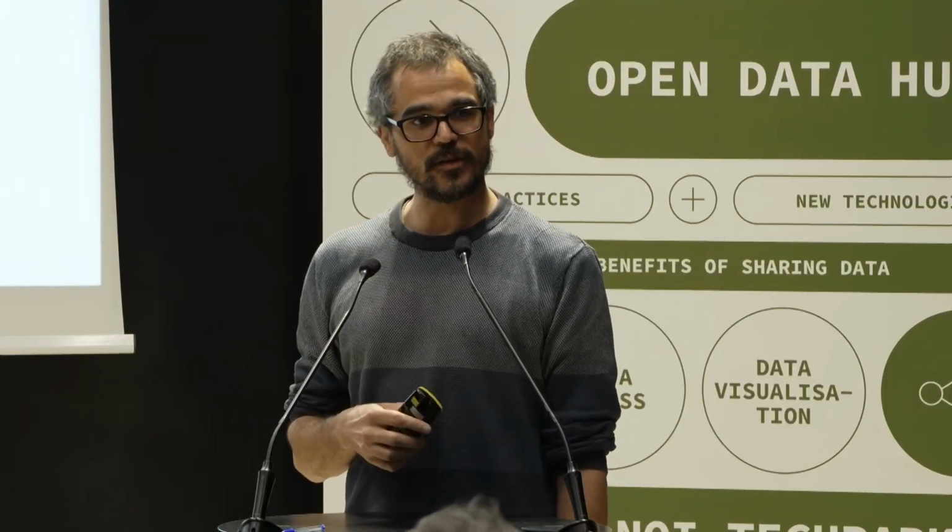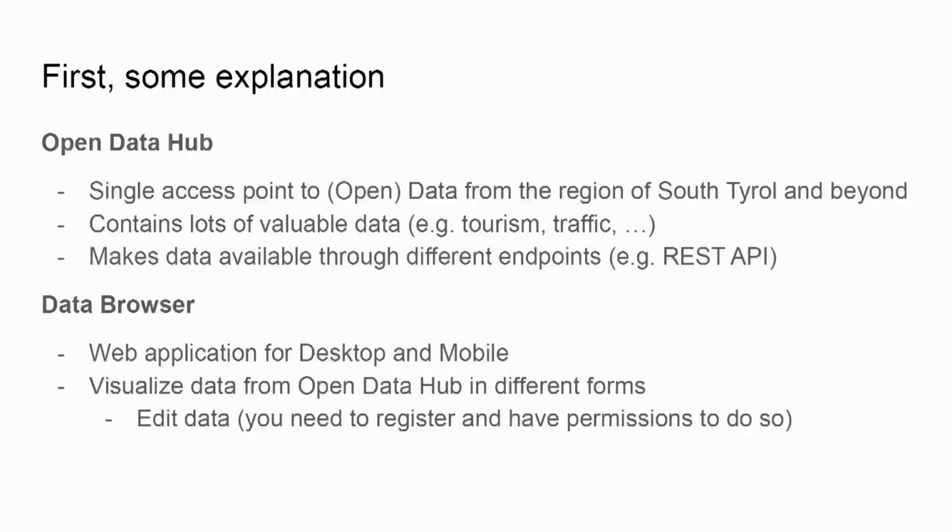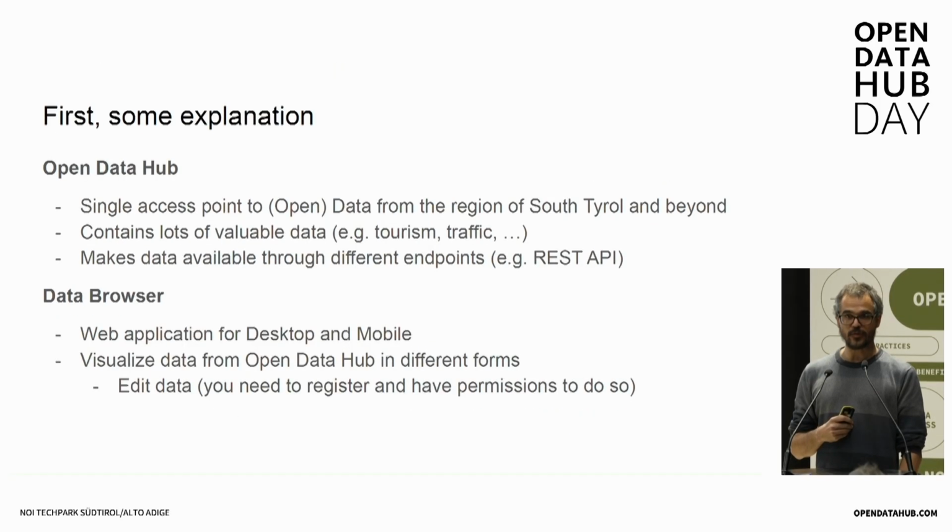First, some explanation, just so we all start from the same level. What is the Open Data Hub? I think all of you know what the Open Data Hub is, but just for a short recap. It's a single access point to open data from the tourism area, from the region of South Tyrol and beyond. It contains lots of data from different areas. For example, from the tourism area, where we have accommodation data or points of interest. Then we have data from the traffic area, like parking lots or e-charging stations. So a lot of interesting stuff inside there to discover.